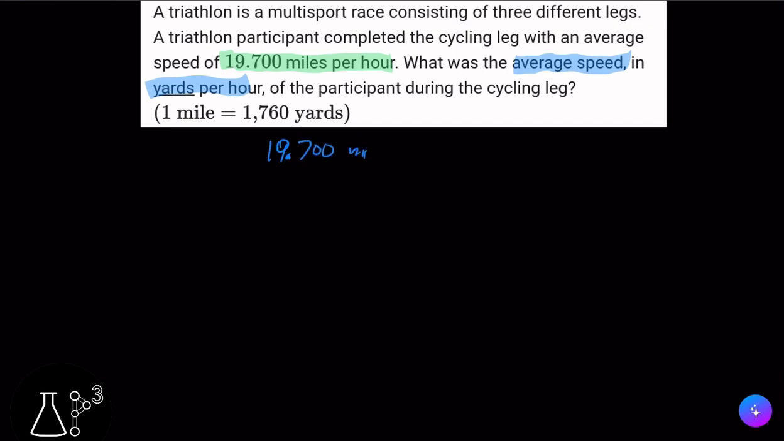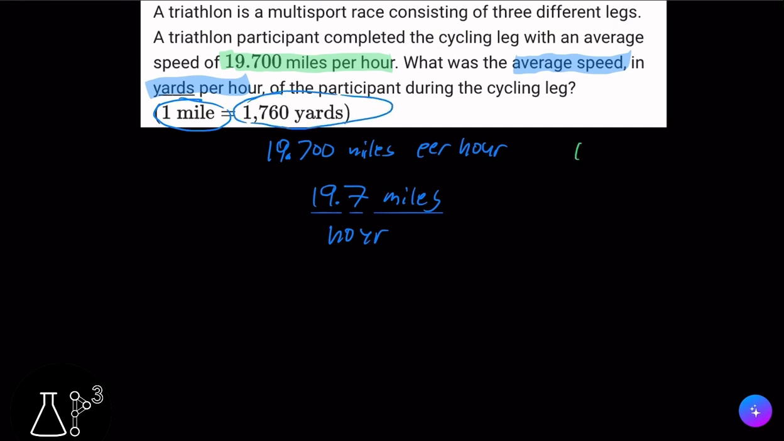Okay, so we're given 19.7 miles per hour. I'm gonna convert it into a fraction, so 19.7, you don't need to write the zeros, miles divided by an hour. And we're also given that 1 mile equals 1,760 yards. So what we want to do is convert the miles into yards to get yards per hour. Like we've been doing in the previous questions, we're gonna do the same thing here.